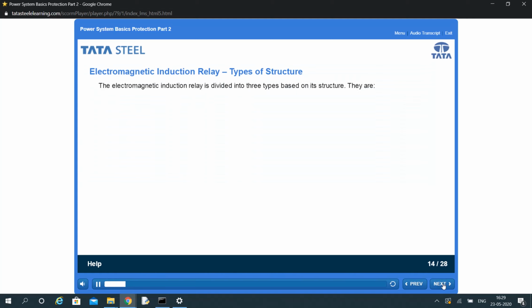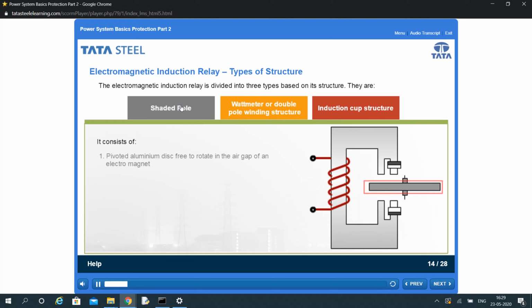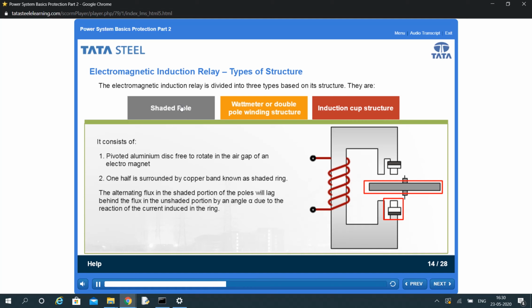The electromagnetic induction relay is divided into three types based on its structure. They are shaded pole, wattmeter, and induction cup. The shaded pole type consists of a pivoted aluminium disc free to rotate in the air gap of an electromagnet. One half of the pole is surrounded by a copper band known as a shaded ring. The alternating flux in the shaded portion of the poles will lag behind the flux in the unshaded portion by an angle alpha due to the reaction of the current induced in the ring. These two AC fluxes differing in phase will produce the necessary torque to rotate the disc.